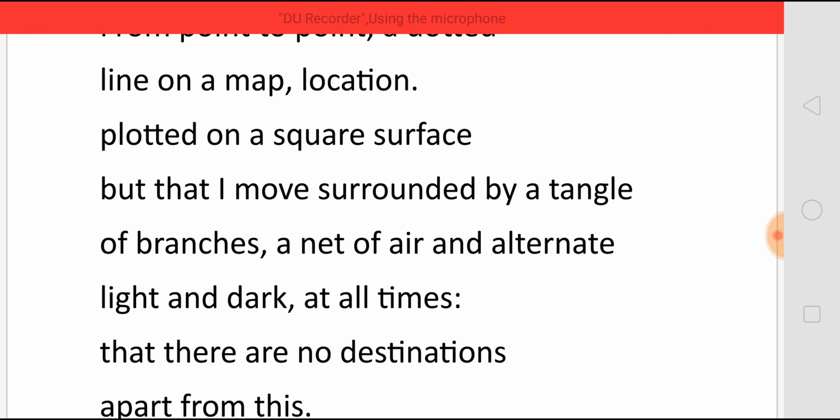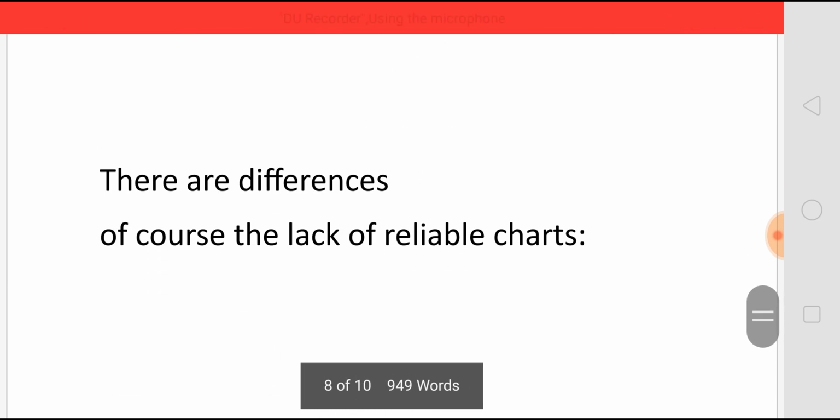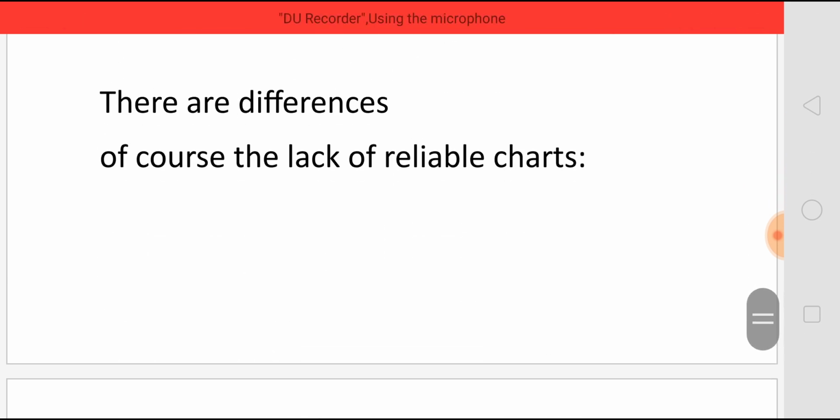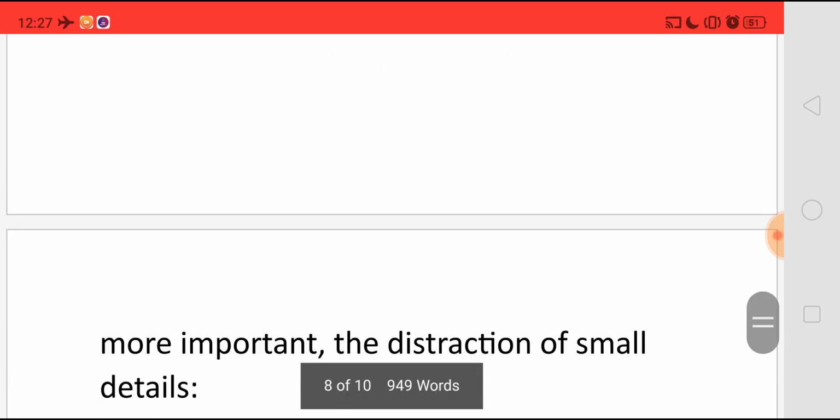But how I'm traveling is I'm using the air, the net of air from where the air is blowing, and the alternation of the light and dark. And there are no destinations where I can stay. Everything is far, far away. There are differences, of course, the lack of reliable charts. Of course, the main thing is we don't have a map. Charts here means maps. We don't have a map for our mind.